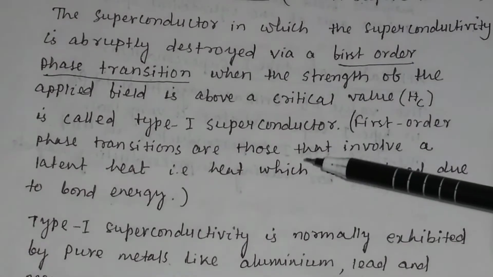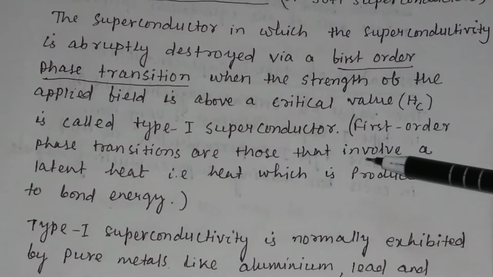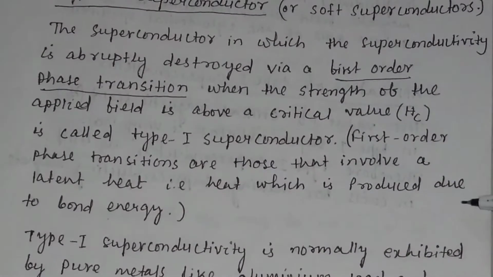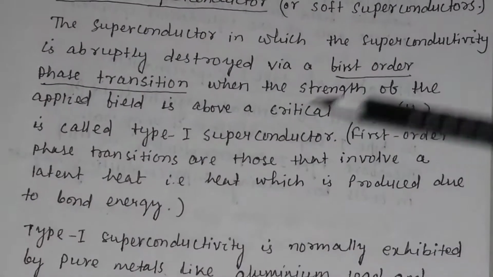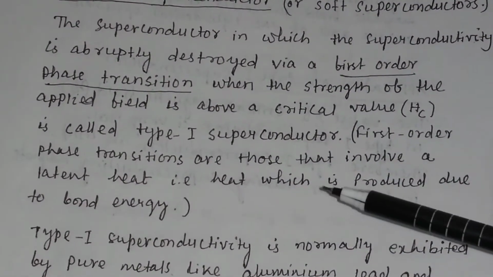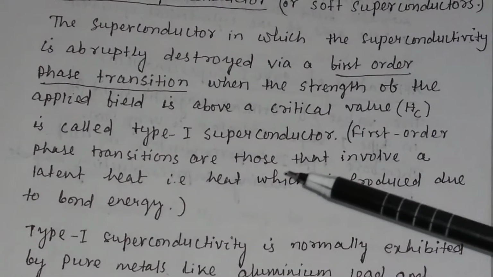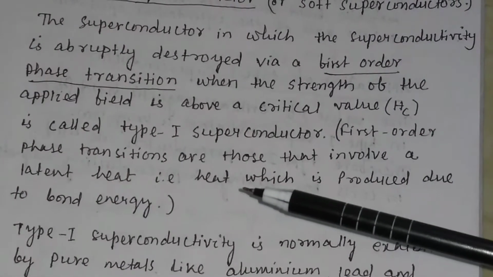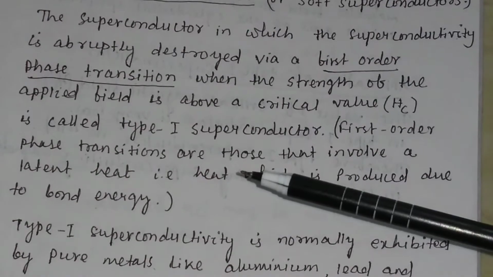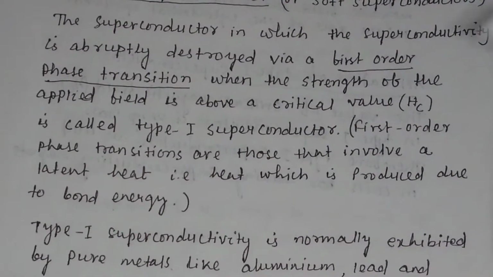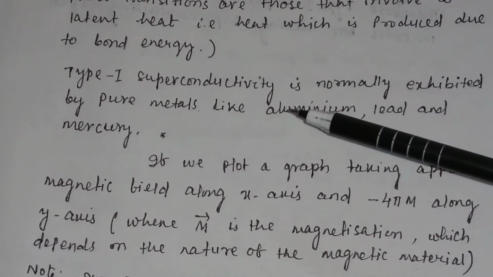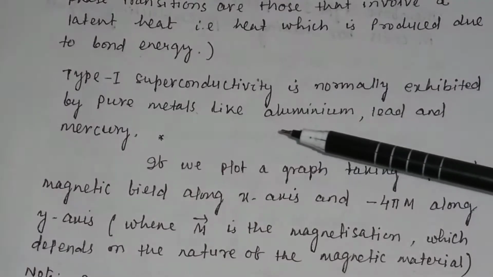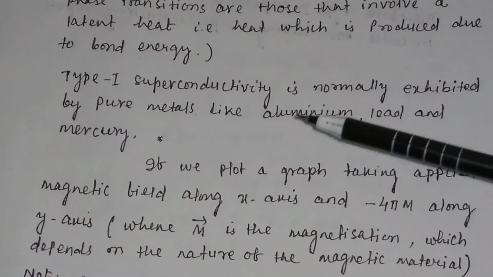First order phase transitions are those that involve a latent heat, that is heat which is produced due to bond energy. That is, in a first order phase transition, heat is evolved or heat is required due to the bond energy, that is, making or breaking of bonds. Type 1 superconductivity is normally exhibited by pure metals like aluminum, lead, mercury, etc.